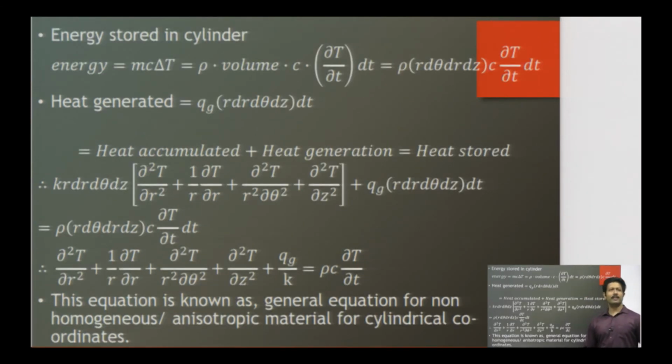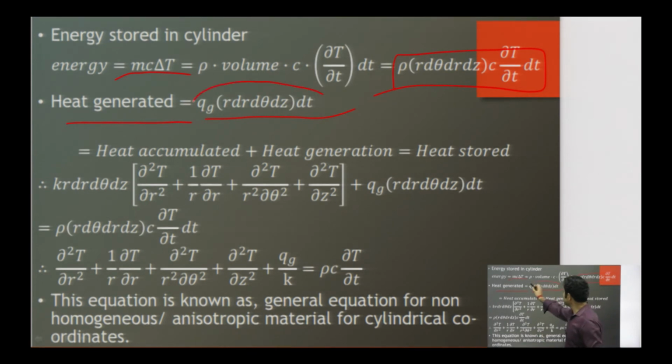Now the energy stored in the cylinder, as we all know and as I have told you in the previous derivation, is mCp delta T. And the heat generated is qg into the volume of the system. This will be on the right hand side of the derivation, and it has to be added with the net heat of the system as we have done in the previous derivation. So heat accumulated plus heat generation is equal to heat stored, that is the rate of change of internal energy.